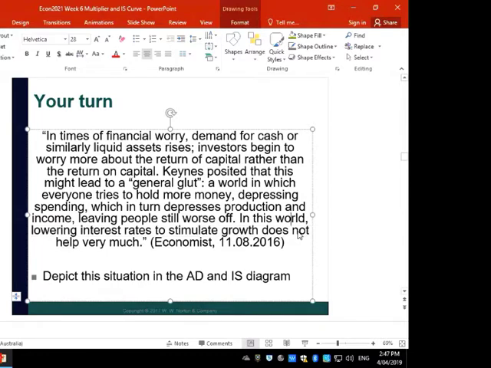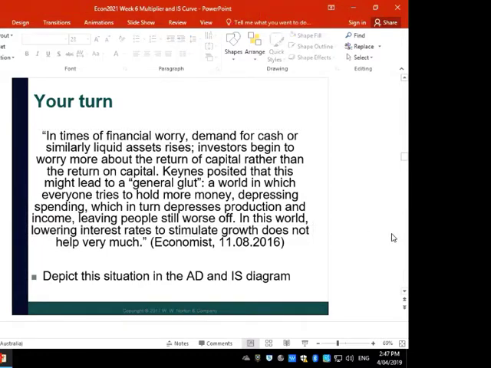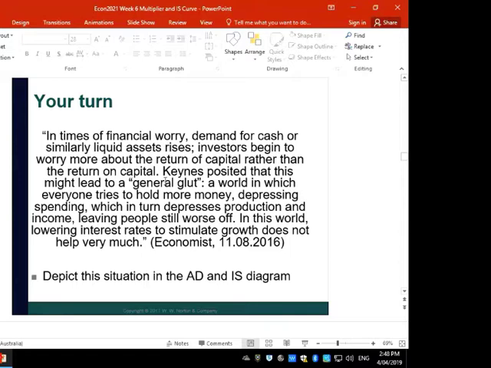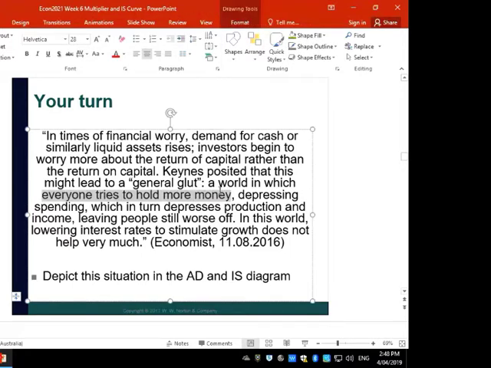So if the IS curve is very steep, I'll come up there in a second. Just imagine an almost vertical IS curve. Businesses are so negative about the future, they don't care what the interest rate is. Even if you drop the interest rate by quite a lot, there's hardly any impact on the business decision. Very steep IS curve. And on top of that, we can say something else too. They said here, everyone tries to hold on more money.